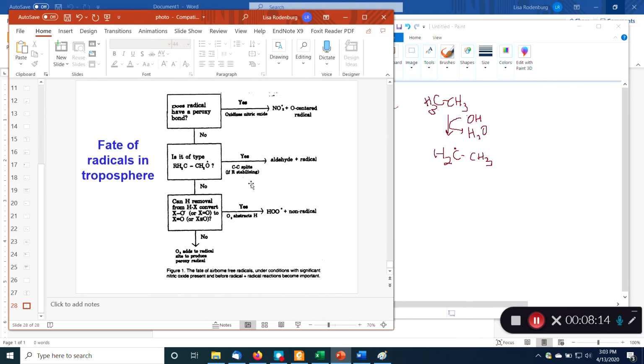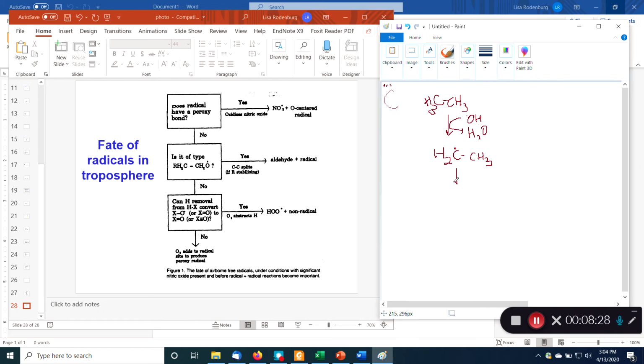Now we need to go to this flowchart. Is it a peroxy radical? No. Is it of this type? Nope. Does it have this weird functional structure? Nope. Therefore, the only thing left to do: O2 adds to the radical to produce a peroxy radical. So I can draw that. I will just draw O2 coming in here. I apologize for the crudeness of it, but it does get the point across. There's the radical part right there, CH2 CH3. Okay. Now what happens?